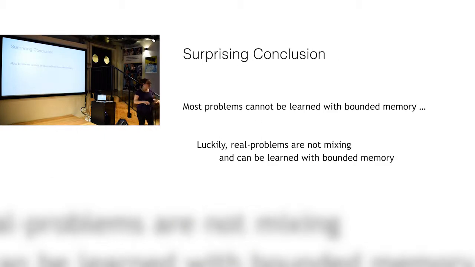Okay, so I promised you a surprising conclusion at the end. We said that most problems are mixing, and that mixing problems are hard to learn with bounded memory. So this means that most problems are hard to learn with bounded memory. But it's very surprising, because neural networks seem to learn everything. So how can it be?